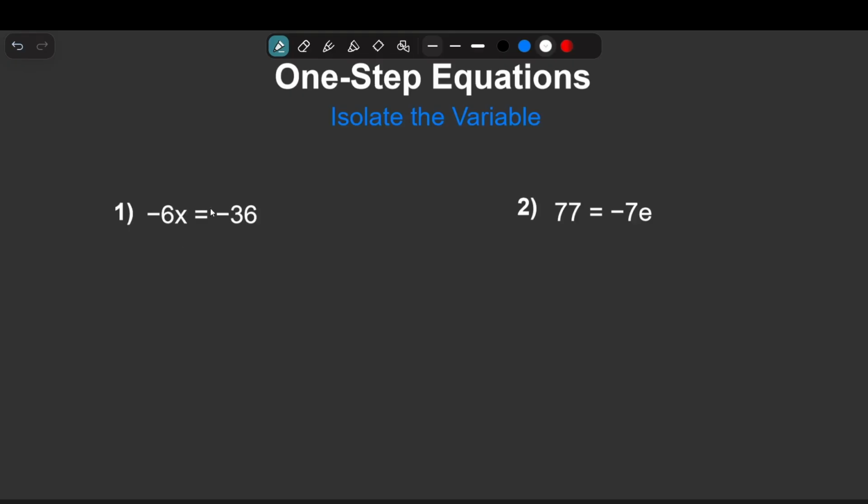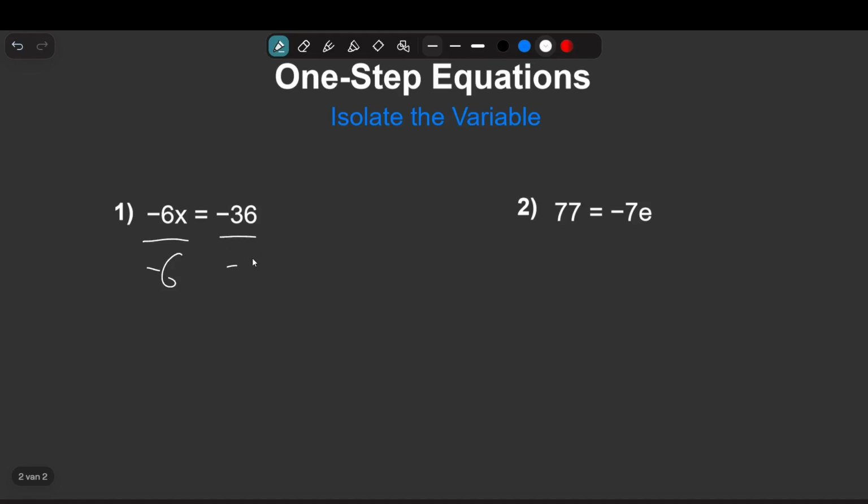So the first step we're going to take with the first example is to see how we are going to isolate our variable by using the inverse or opposite operation. As you can see, we are dealing with multiplication right here. If a number is right next to a variable, that means they are multiplying. And the opposite or inverse of multiplication is going to be division. So what we're going to do is divide both sides by -6. We're going to do it like this.